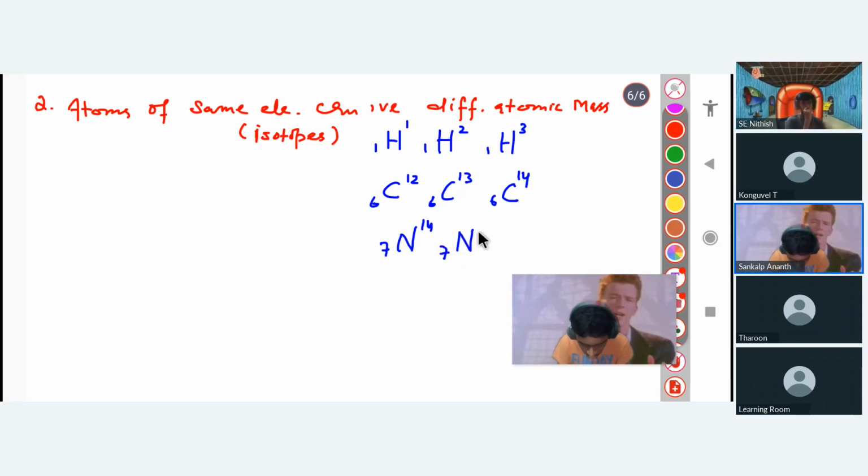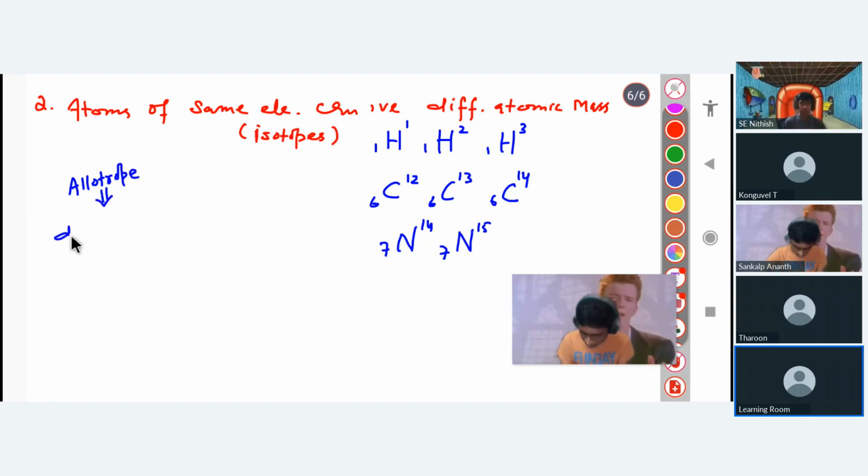Then what's the difference between isotope and an allotrope? I will tell you. I will write it here. Allotrope means they are simply different forms of the same element. When we have the same element, but it exists in different forms, they are allotropes.